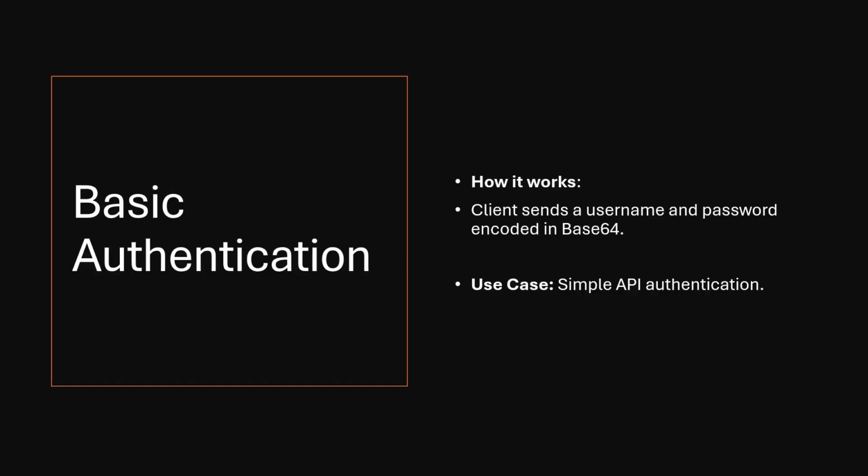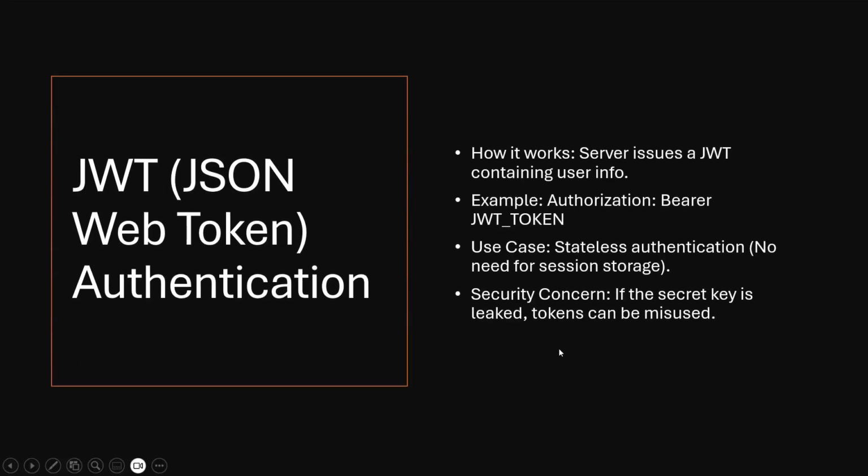Let's move to the next method. Now, let's explore JWT bearer token authentication. It is a more modern and secure method. This method uses a token, typically a JWT, to authenticate the user. Once you log in with your credentials, the server generates a JWT which contains the user information and roles. This token is then used in the authorization header of every API request to verify the user's identity.